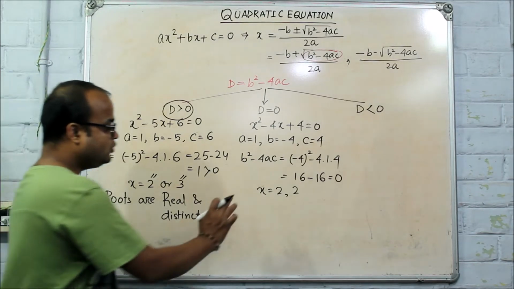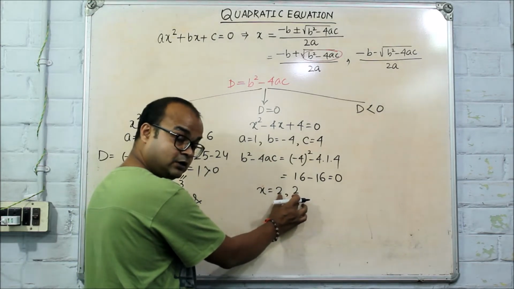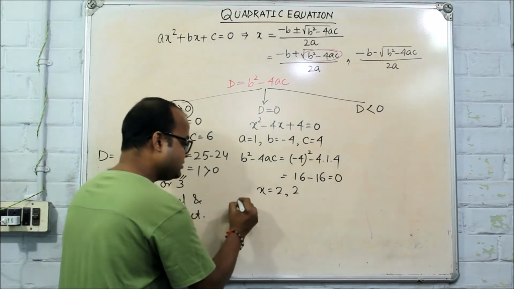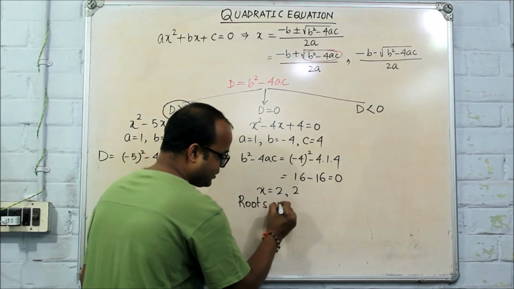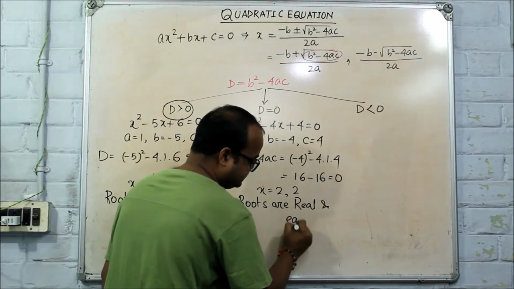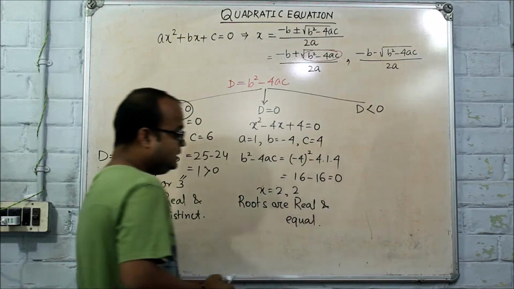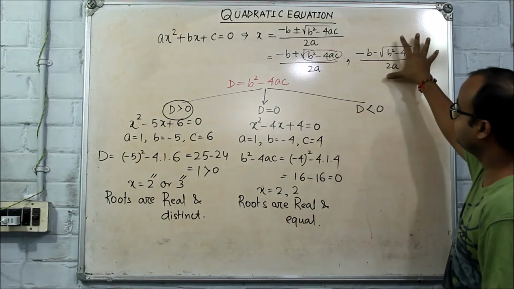Clear? Now see, both are equal and real. So in this case we conclude that roots are real and equal. Now check whatever we discussed with this formula.